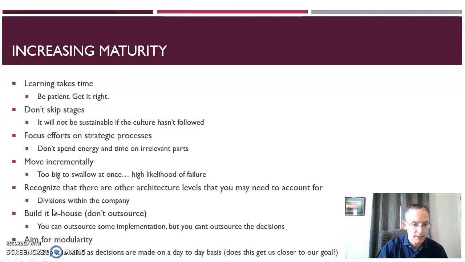And recognize there may be other architecture levels that you need to account for. So while we may be looking at the big business architecture for the company, there may be divisions of the company that have other systems in place, and they need to think about it themselves too.